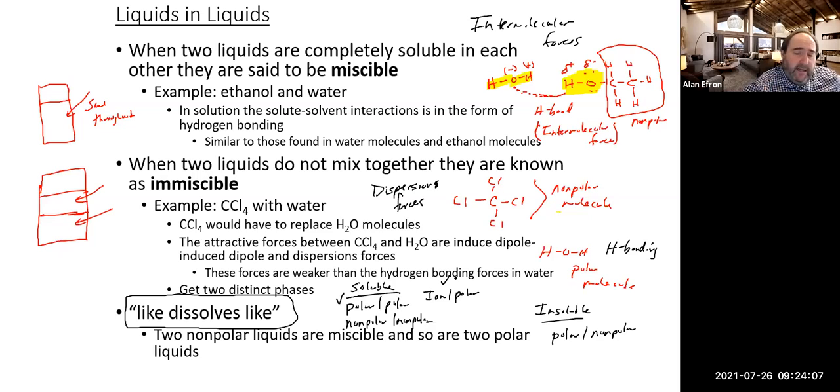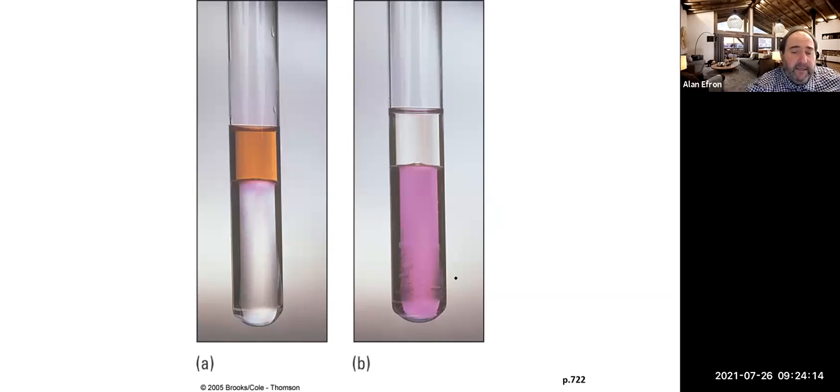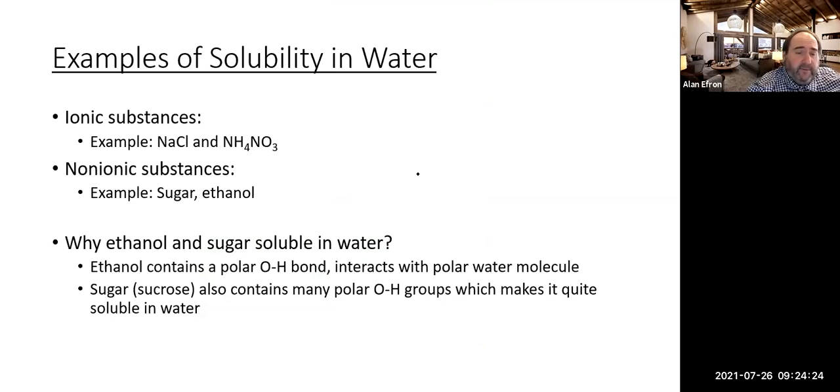So again, like dissolves like gets things to basically mix, and it's something you hear a lot when we talk about solubility. And so you don't see these different layers that happen when we have something that is immiscible in each other and not really soluble in each other.